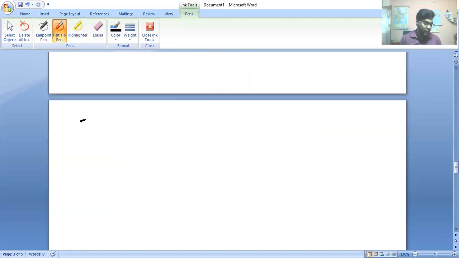Question number 3. It says check whether this is a solution or not. Solution or not means we have to check that the given equation is satisfied by the given values of x and y. Okay, so what is the equation? 5x minus 4y is equal to 20.